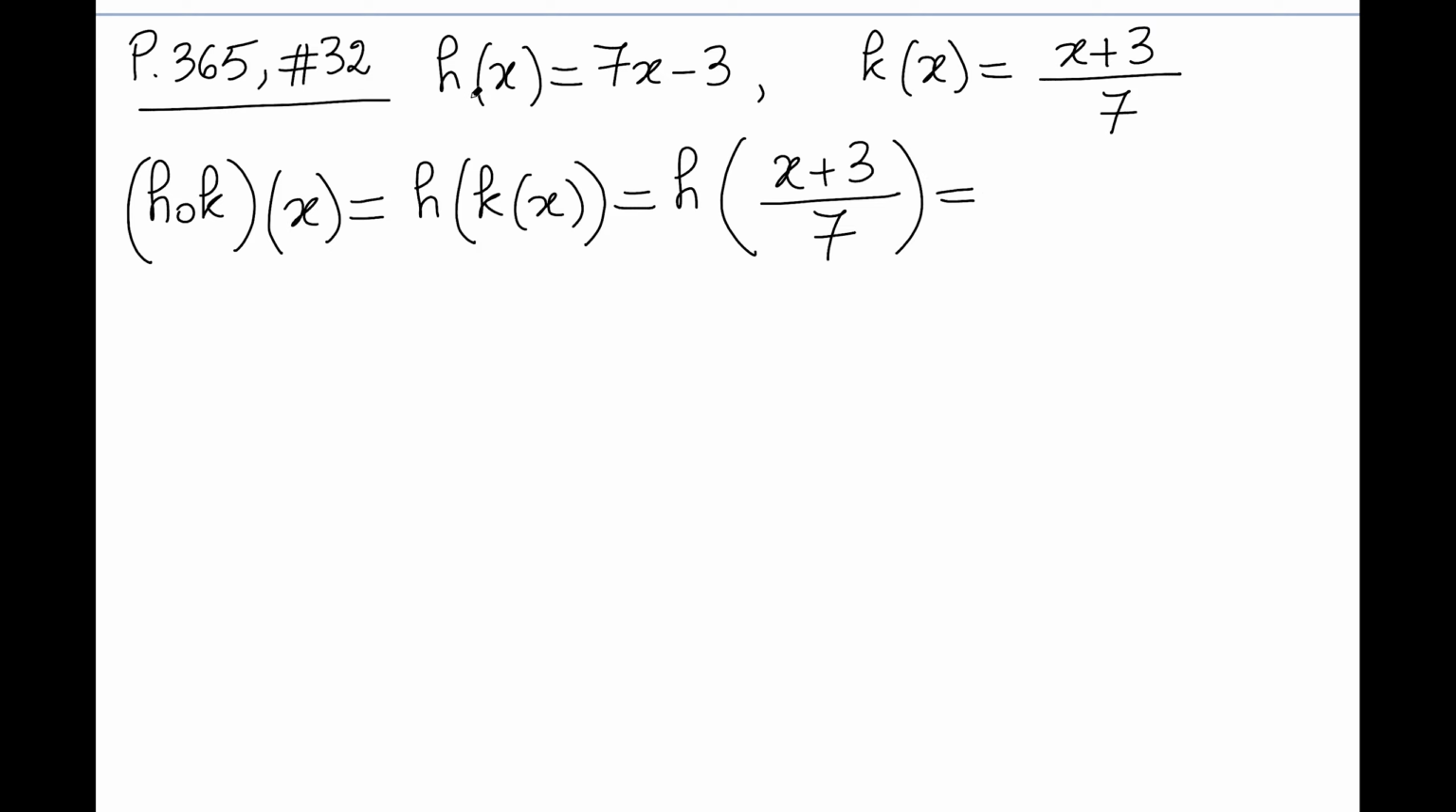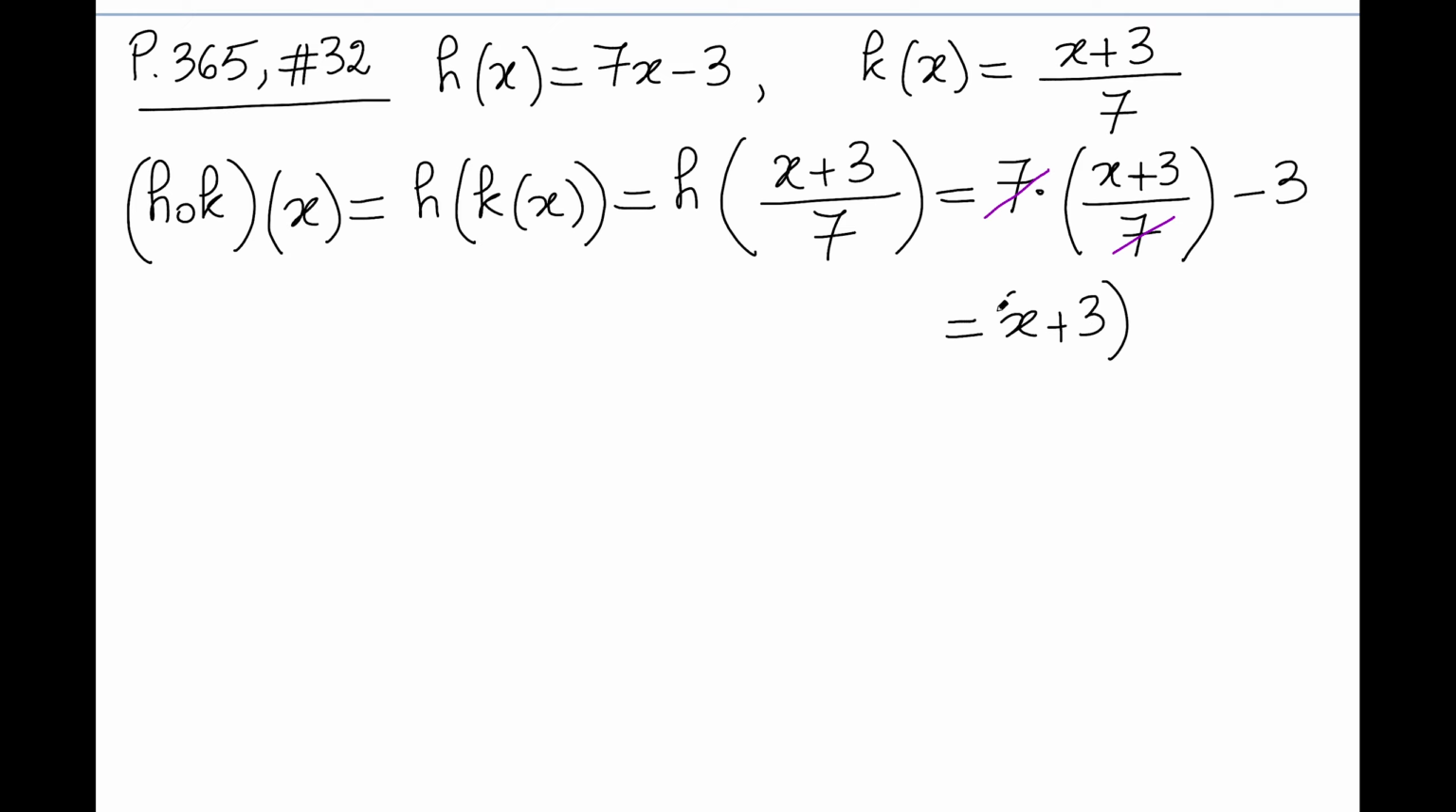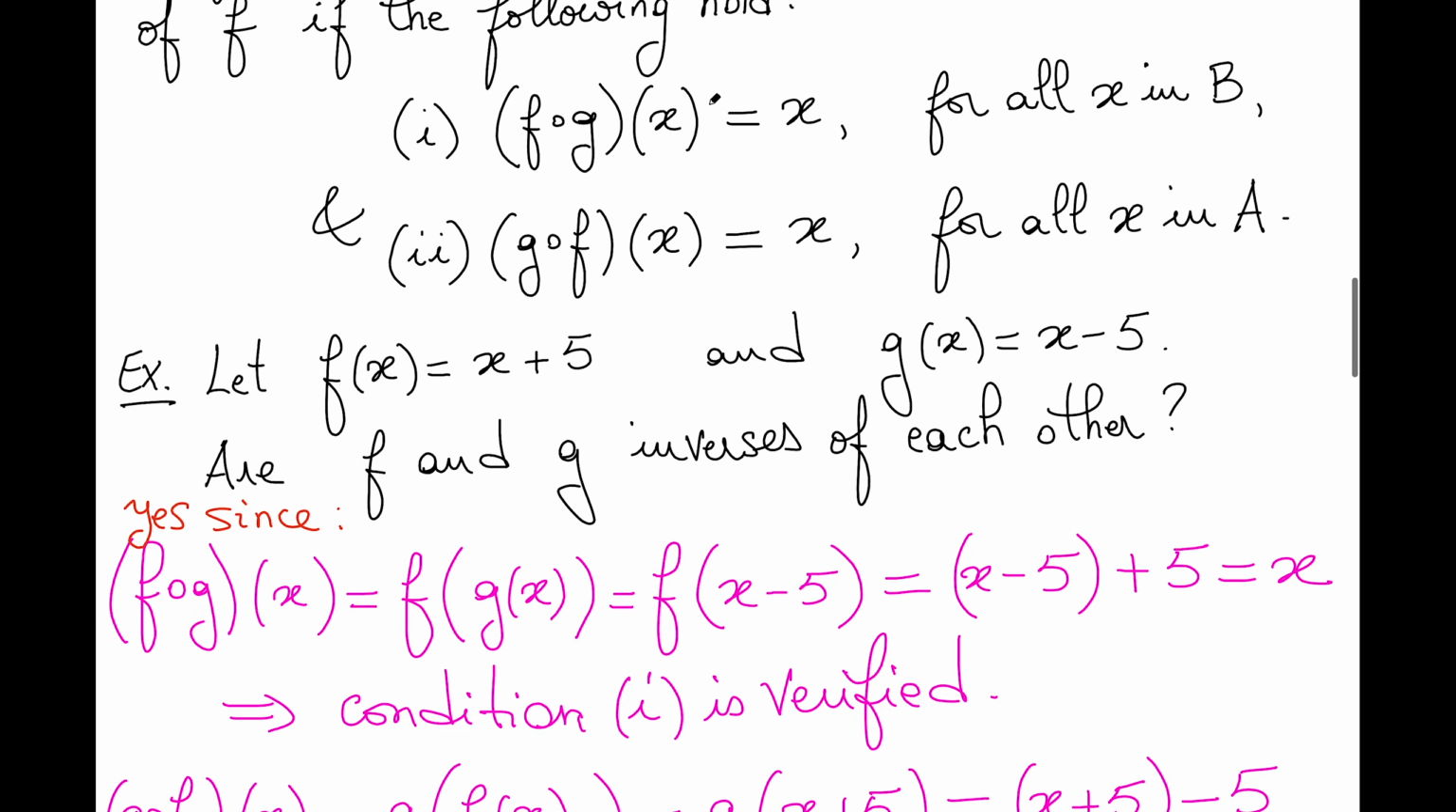And how H operates, it multiplies the input by 7 and subtracts 3 from the result. So the function H is going to multiply the input by 7, and the input is (x plus 3) over 7, and then it's going to subtract 3 from the result. And this is the same as, we can simplify by 7 here, and we get x plus 3 as the first expression, minus 3, which is simply x. As such, we can infer that condition 1 here is verified.